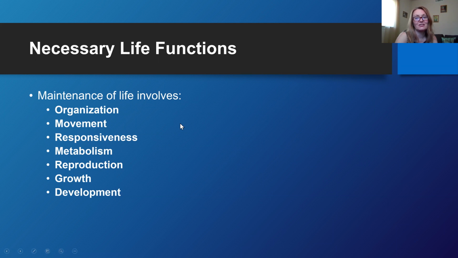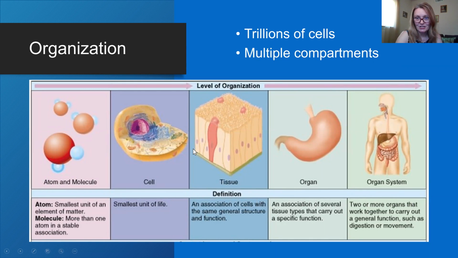Okay, so let's look at functions that keep you alive, right? What are those functions your body conducts on a daily basis that keep you alive? So maintenance of life involves organization, movement, responsiveness, metabolism, reproduction, growth, and development. Now we will look at all of these characteristics in a little bit more detail. So we already talked about organization. Remember that slide when we had this pyramid and we started with atoms and then molecules and cells and tissues, right? We talked about levels of organization, and this is a property of life.